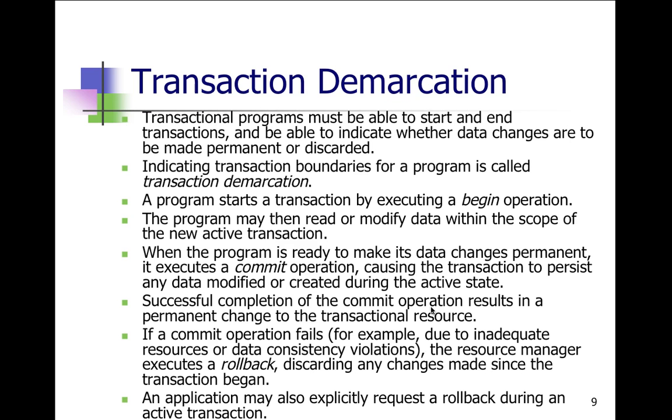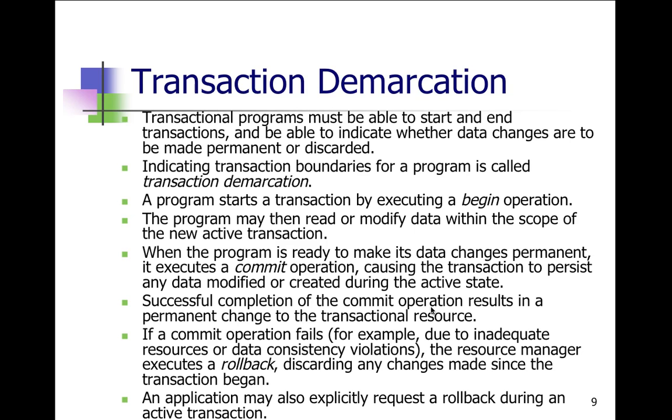So transactional programs must be able to start and end transactions and be able to indicate whether the data changes are to be made permanent or discarded. I'm saying it's pretty easy, doesn't it? So the idea is to automate it, and put some checks in there, and if the checks all work out, commit. If not, roll back. Use database terms for you. And so indicating transaction boundaries for a program is called transaction demarcation.